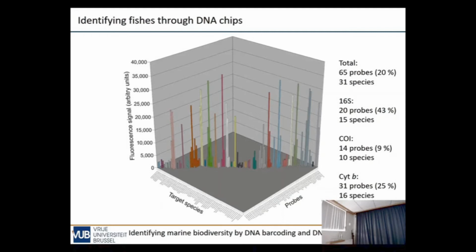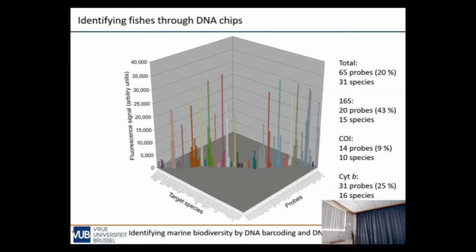In this graph, we have here the target species that have been hybridized, here the probes, and along this diagonal is basically the match between the target species hybridized and the corresponding probe. So all your signals should be on a diagonal here in this graph. Any signal on this side or that side would be a false positive.